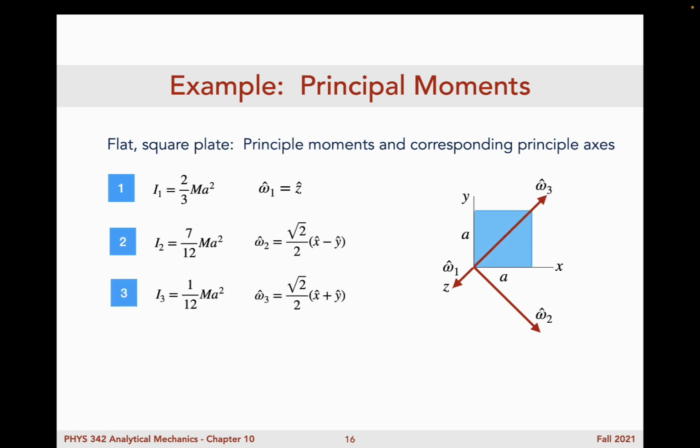The third one is the one that goes diagonally through the square plate like this. It's got a moment of inertia of 1/12 ma squared. The eigenvector, or the principal axis, has equal x and equal y components, so it's at a 45-degree angle with a positive slope in the xy plane. So those are the only three axes that you can spin this object around that point and not require torque.